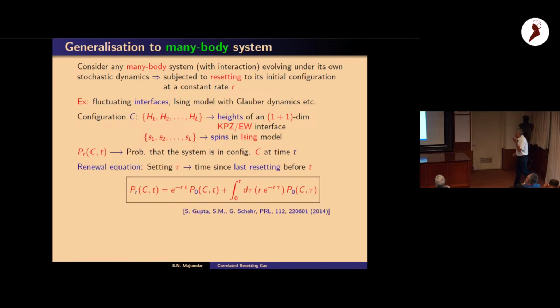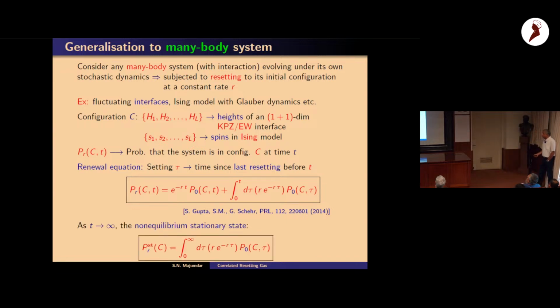And again, you can write, most generally, this kind of renewal equation for the probability distribution of the configuration C at time t in the presence of resetting. There are two terms: one when there is no resetting at all, and one when there are one or more resettings. And this tau here is interpreted as the time since the last resetting. So this is a very general equation. All you need to know is the probability distribution of the configuration in the absence of resetting at time tau, and then you can calculate this object in the presence of resetting.